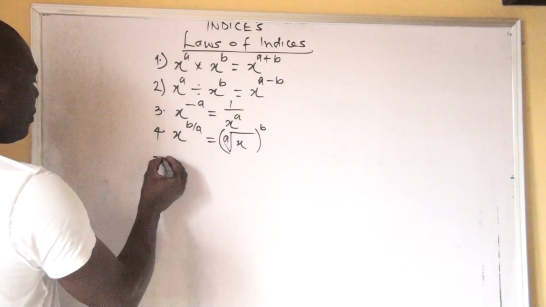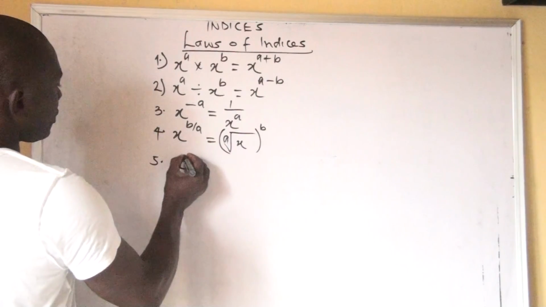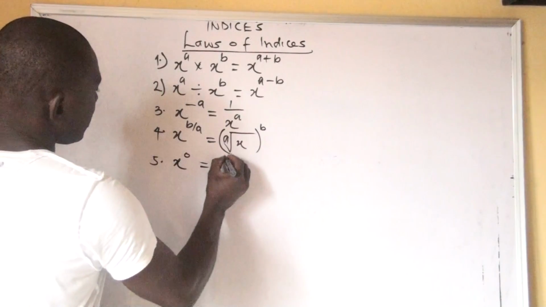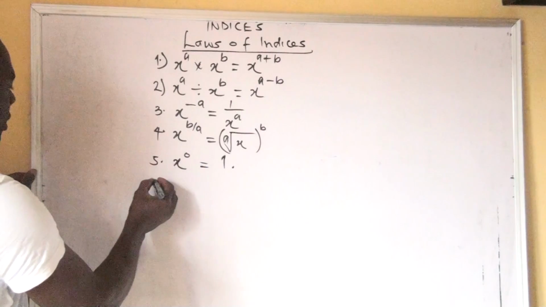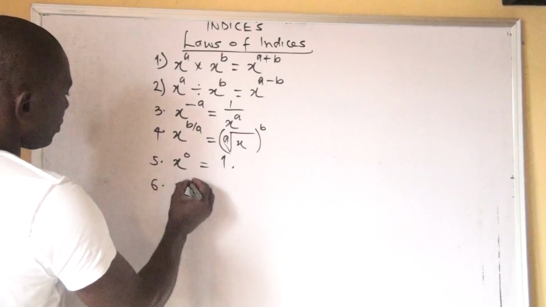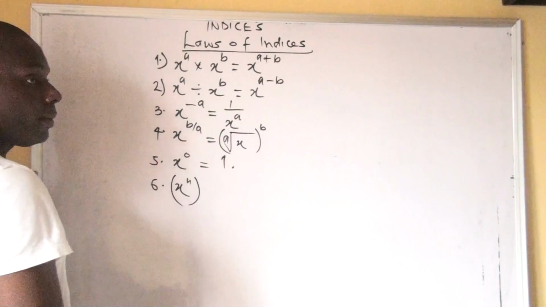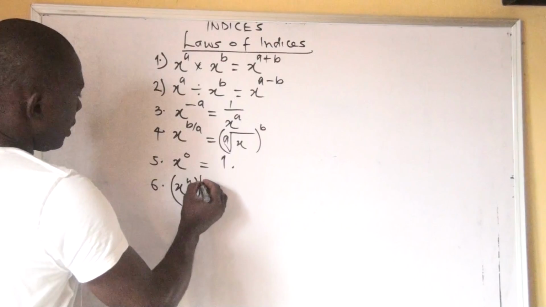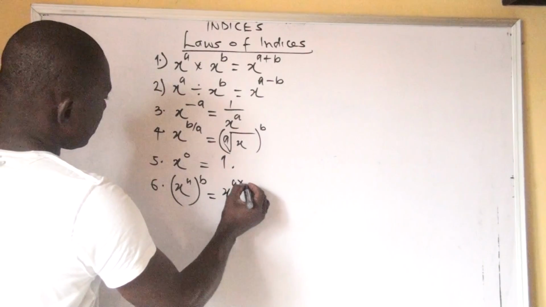Then number 5, we have x raised to power 0. Our answer is exactly 1. Then 6, if we have x raised to power a, close the bracket, raised to power b, this will simply mean x raised to power a times b.